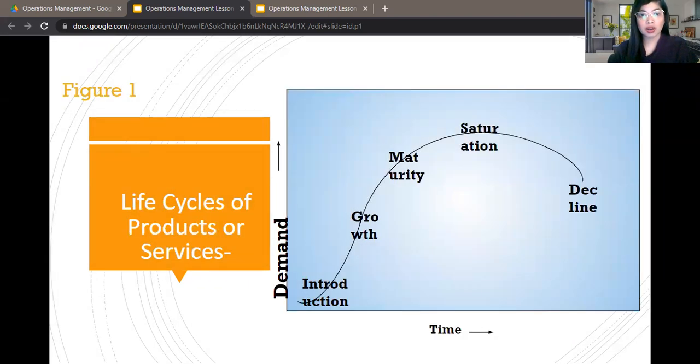So most, but not all, products and services go through a series of stages over their useful life, sometimes referred to as their life cycle. Demand typically varies by phase, and different phases call for different strategies. In every phase, forecasts of demand and cash flow are key inputs for strategy.